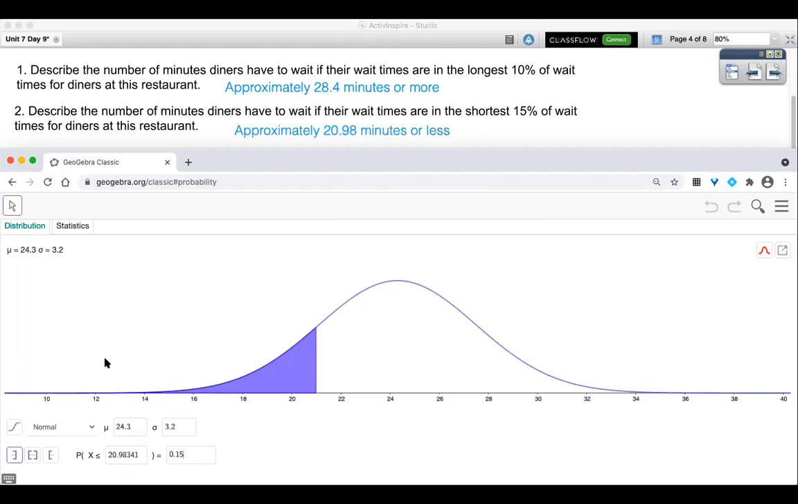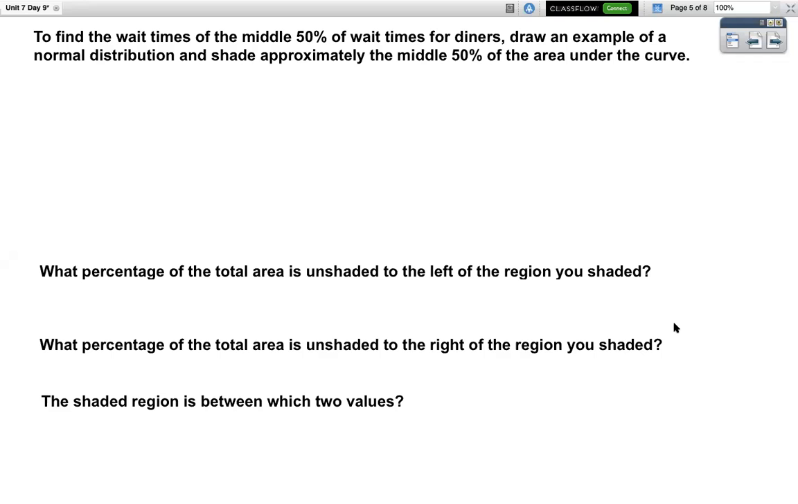So I used this GeoGebra probability calculator to help us, first of all, create our normal curve given the information that we have here, and then determine the number of minutes in the longest 10% of wait times and the shortest 15% of wait times. Okay, we're going to look at a couple more questions using the same given information. So you definitely want to keep your GeoGebra probability calculator open and think about everything we've talked about to answer the next batch of questions. So here we go. All right, let's continue.